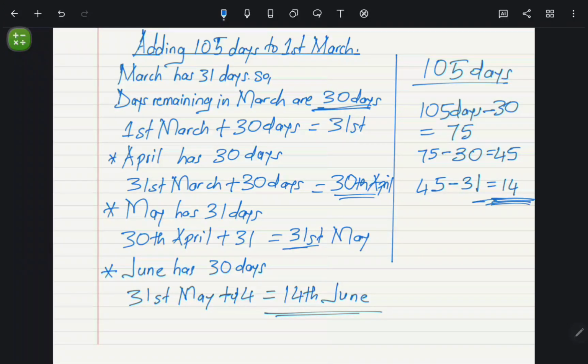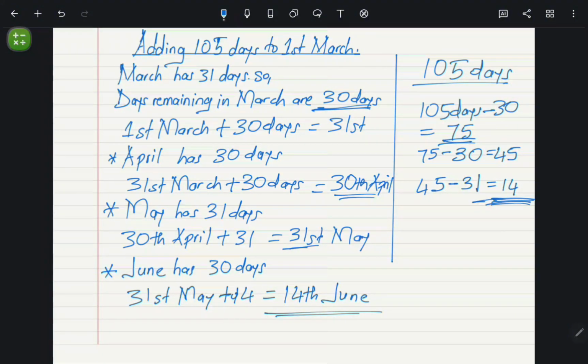Now when we get 31st March plus the 30 days of April, we are going to end up with 30th April. Now because we have added the 30 days of April onto March, we have to subtract them from what is remaining on our right hand side. Remember, we are remaining here with 75, having removed 30 here. So we shall now get 75 minus the 30 days of April, and we remain here with the 45.